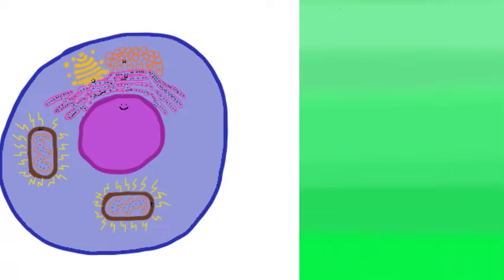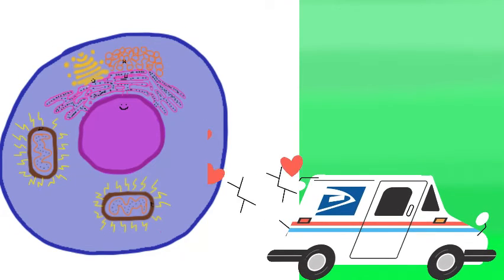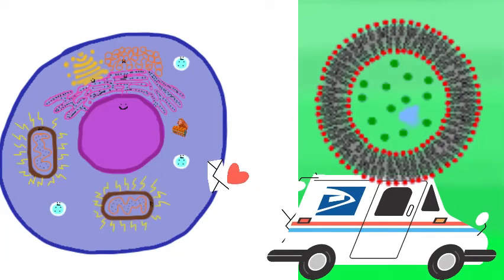The Golgi apparatus. These are the mailmen of the cell. Golgi apparatus package items in a transport vesicle and move them where they need to be.